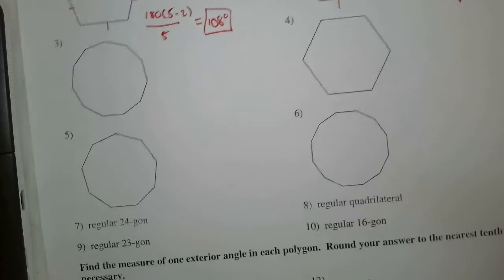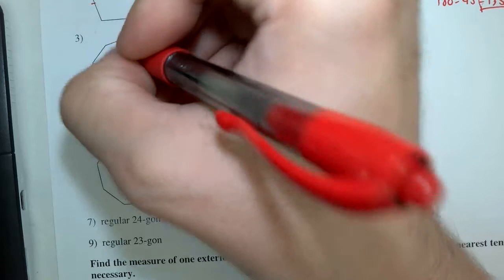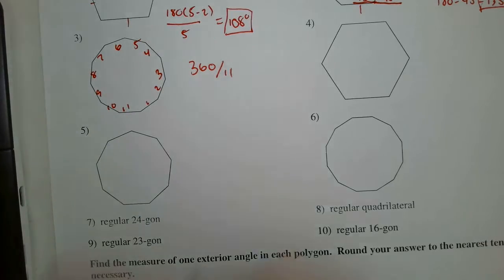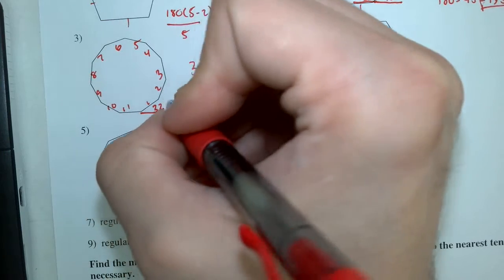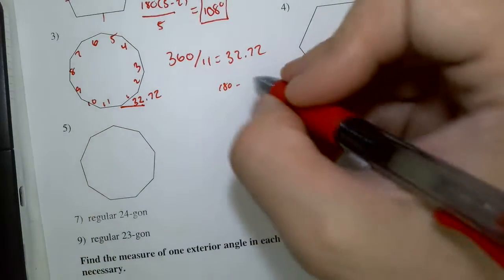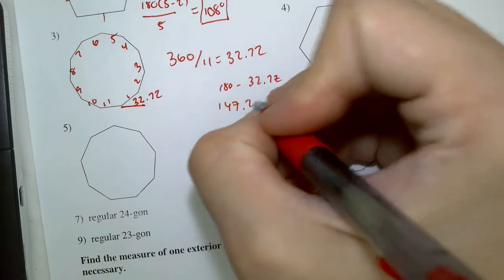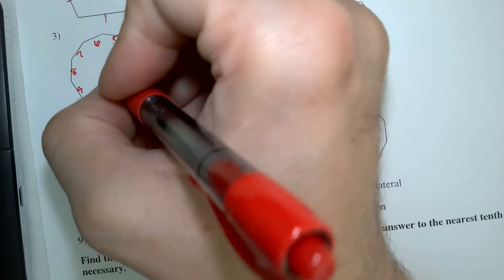So I'm going to do that a few more times. Maybe change it up every so often just so we get it. Here we have 1, 2, 3, 4, 5, 6, 7, 8, 9, 10, 11. 360 divided by 11 is 32.72. So that means that one angle out here is 32.72. And if you do 180 minus that, you get 147.27 degrees as the angle right there, 147.